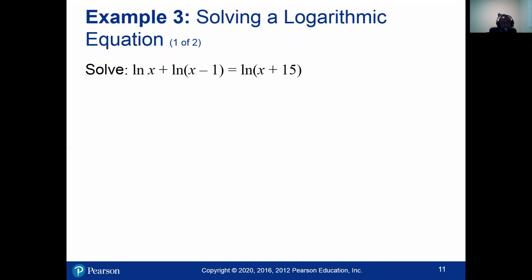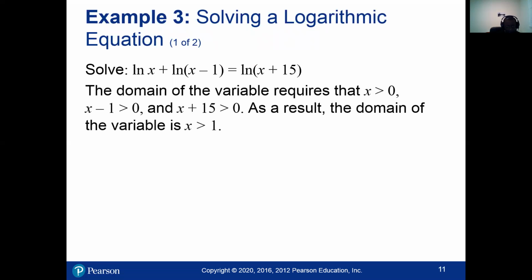Here's another example involving natural log. We find the domain first: the domain of this one, the domain of that, and the domain of this, and the one that satisfies all three. For this term, x is greater than 0. For that term, x minus 1 is greater than 0, which gives x greater than positive 1.